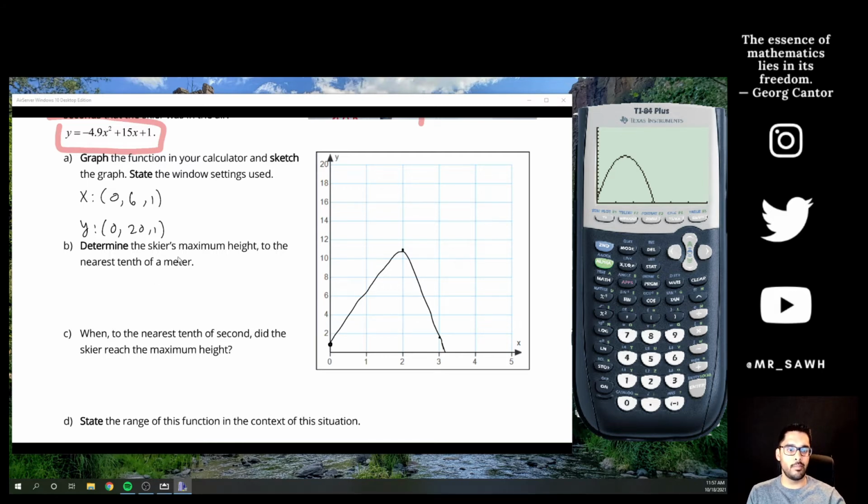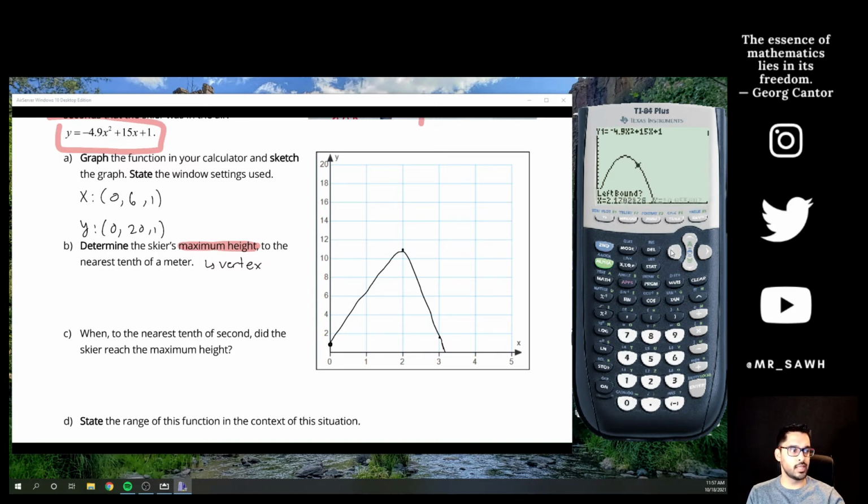Determine the skier's maximum height to the nearest tenth. Well, if I think about how they've worded that, they literally use the word maximum. So I really just care about the vertex here. And what we saw we could do is we can find it with the calculator. Right, so let's go use our calculator to do this. So second trace, option number 4 this time is maximum. And again, I'm trying to really do the same thing.